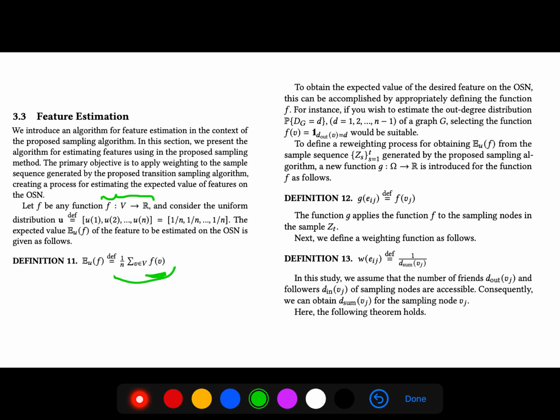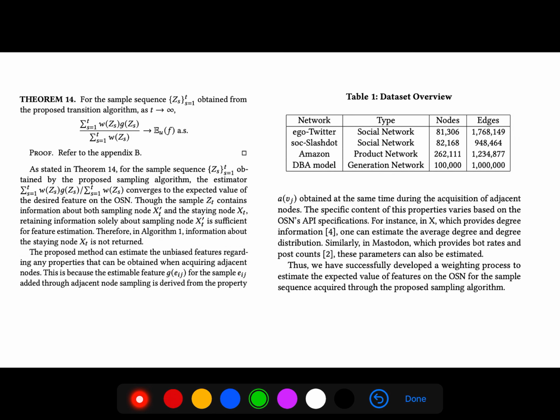So we can define function g, which applies the function f to the sampling nodes in the sample z sub t. Also, we can define this weighting function, 1 over the sum of degrees. So as t goes to infinity, it converges to this expectation with probability one.